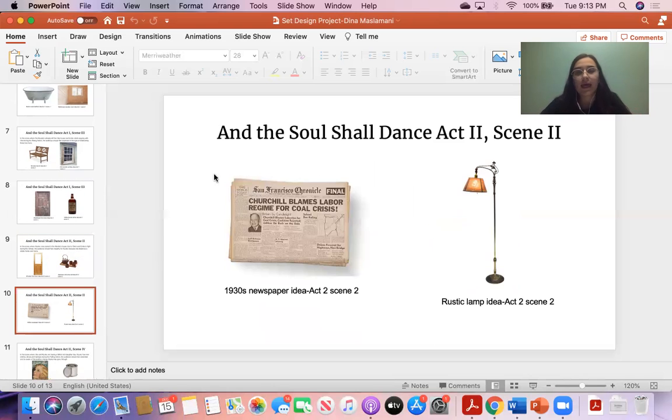I also wanted to add a newspaper. Murata was reading it while they were having tea, and I think this is a good idea because it's from the 1930s, and I think this is something he would be reading. And lastly, in this Scene 2, in Act 2, the lamps were lit, and I think this is a good idea for the lamp because it's rustic, old, and it's simple.